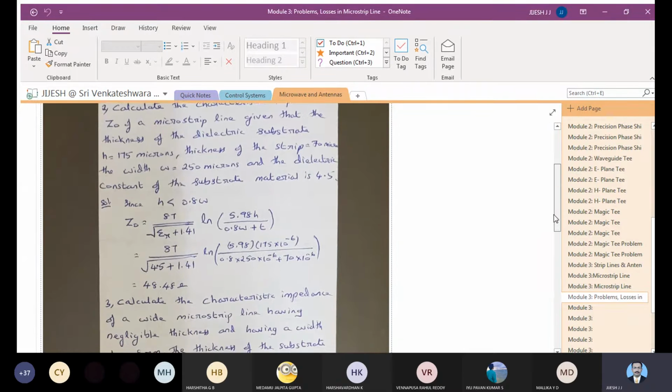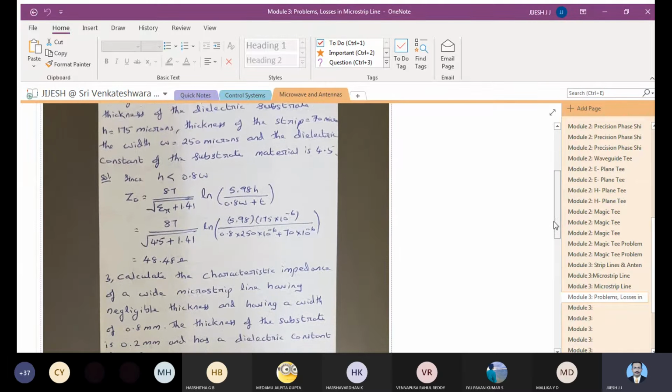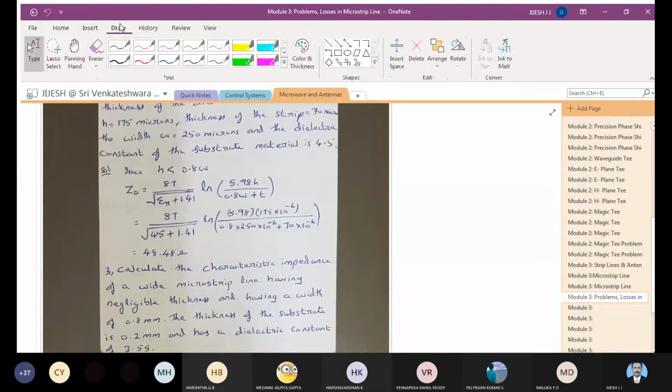You just find out how to solve this problem. You have done two problems already. Let me know which equation you are going to use here. Here you want to calculate the characteristic impedance of a wide microstrip line. This is the Z0 you have to calculate. The previous answer is 48.48.